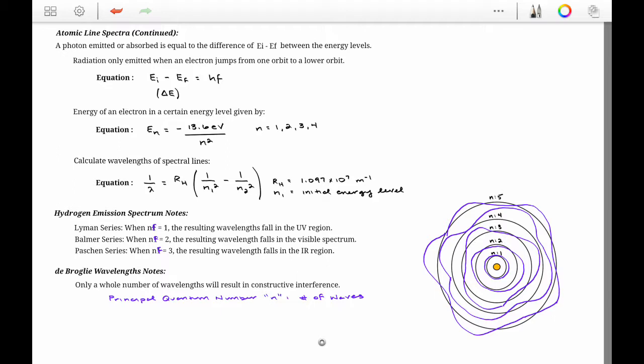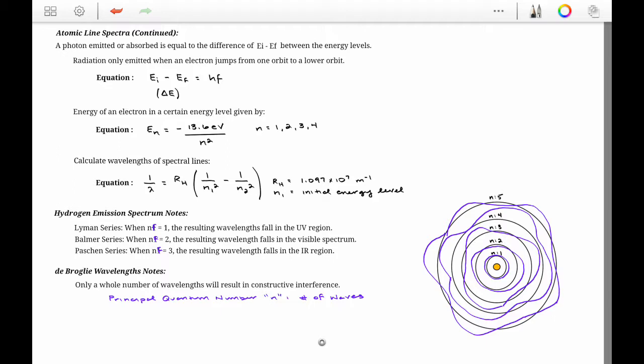And so the Lyman series occurs when the final energy level is equal to 1. So it's in the innermost shell, and this results in a wavelength that falls in the UV region. And the Balmer series occurs when the energy level that it ends at is 2, and this results in a wavelength that falls in the visible spectrum. And lastly, as you can see here, the final series occurs when NF is equal to 3. The final energy level is equal to 3, and this results in a wavelength that falls in the infrared region.